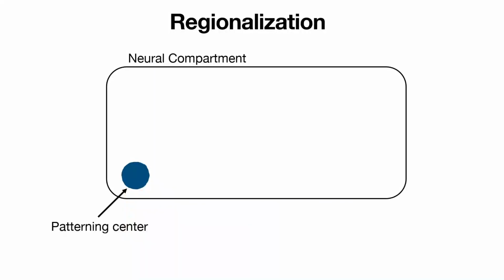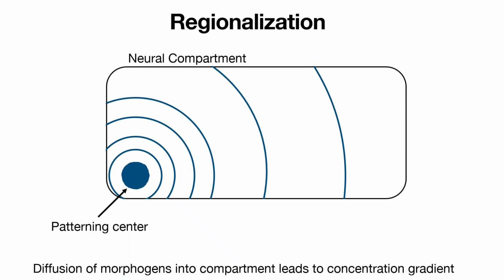So I'm going to do that with this really janky cartoon I made. Imagine you've got a neural compartment, maybe the spinal cord or perhaps the cerebral cortex. In the developing brain, you have a patterning center, and you have morphogens that diffuse out into this compartment, creating a concentration gradient.